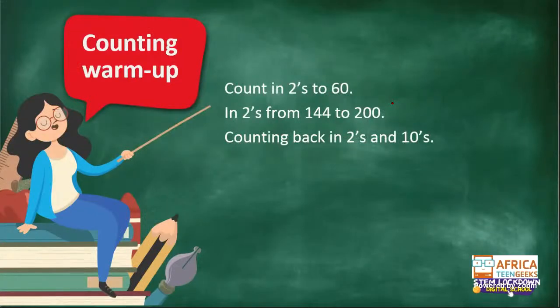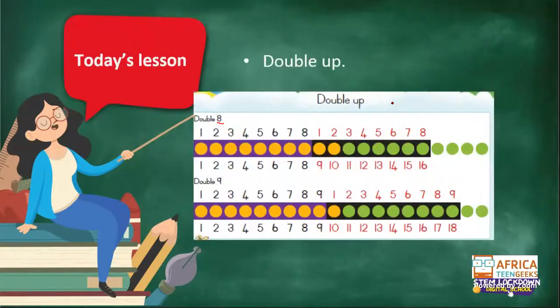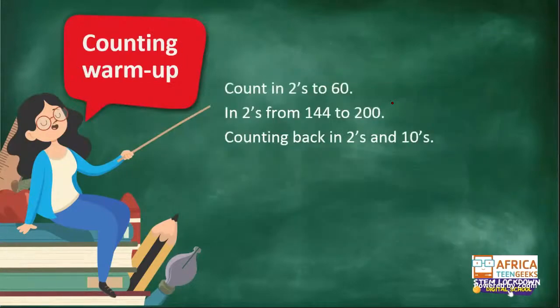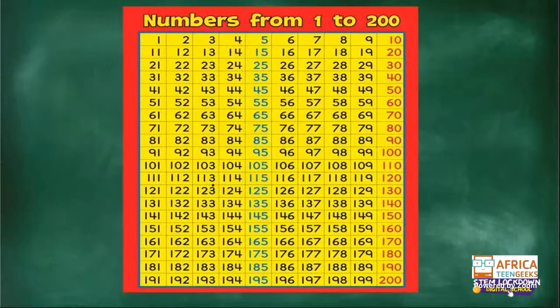We are going to count in twos again. Now we are going up a bit higher. We're going to start at 144 and end at 200. 144, here it is. Are you ready? If we skip, the next one is 146 in twos, 148, 150, 152, 154, 156. Count with me.